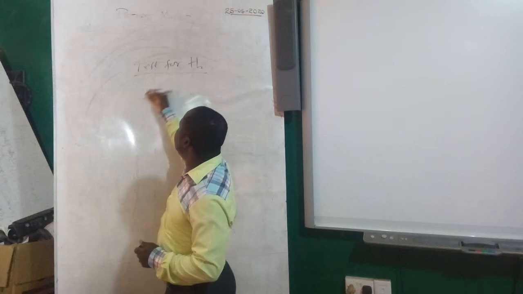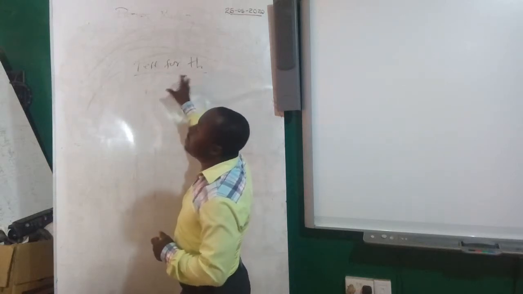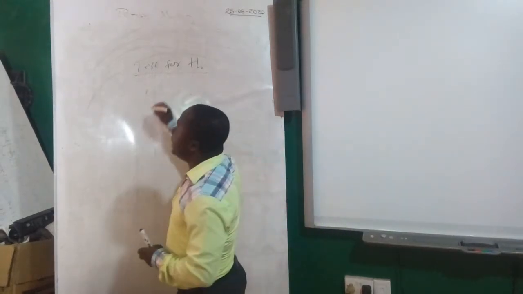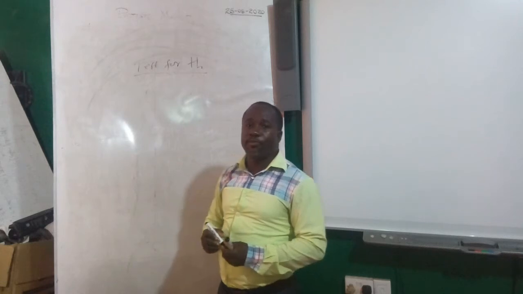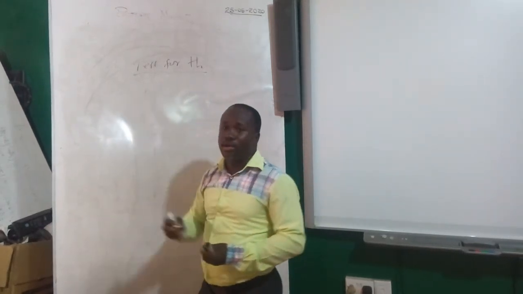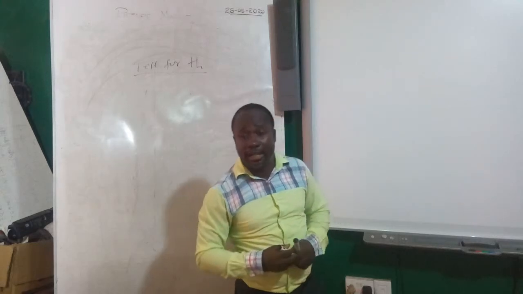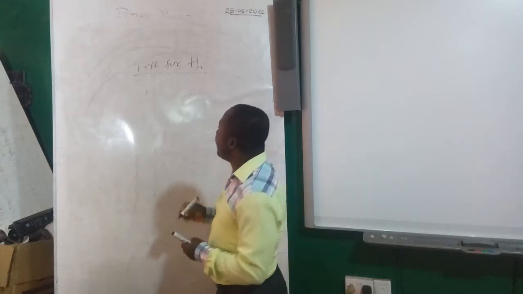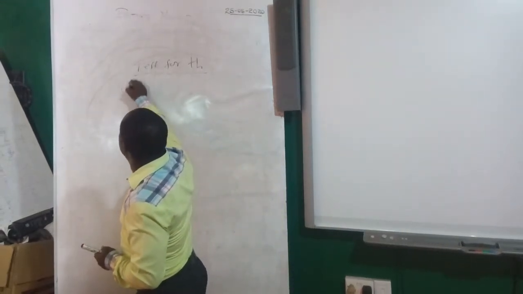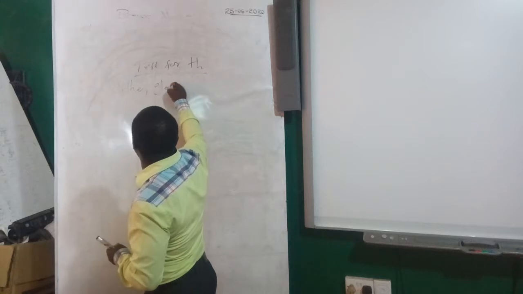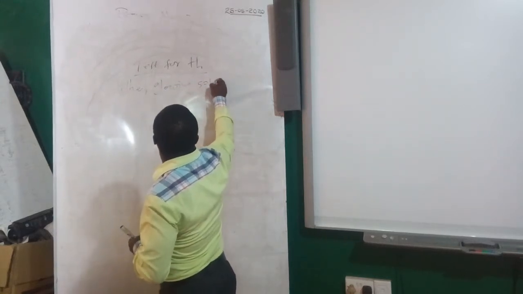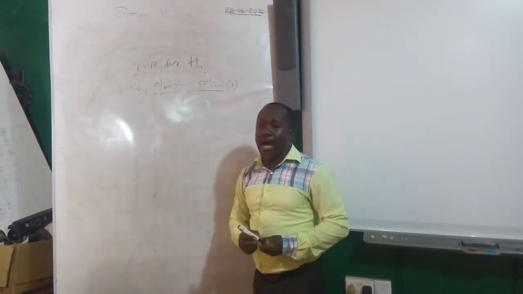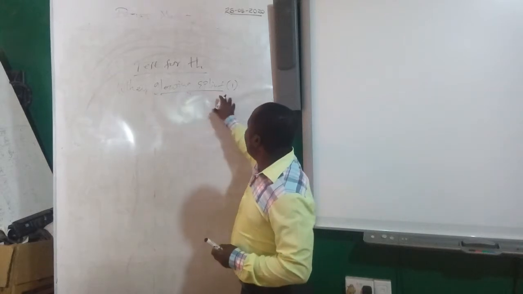Sometimes when you ask candidates how hydrogen gas is tested for, they will tell you it gives a pop sound. You score 0 for that. Why? Because you have to tell your examiner how to carry out the test. So in the first place, mentioning glowing splint will give you a mark.